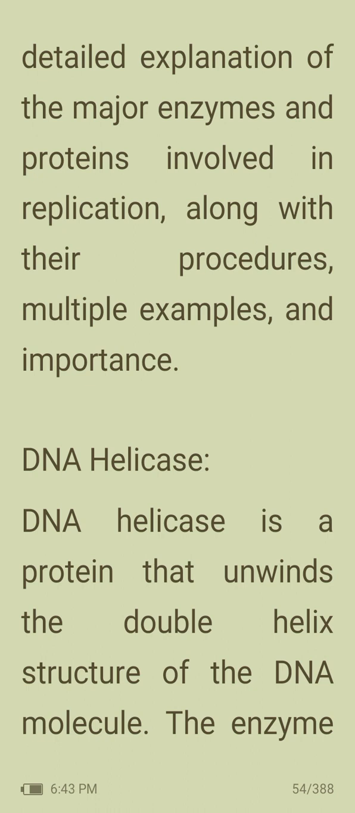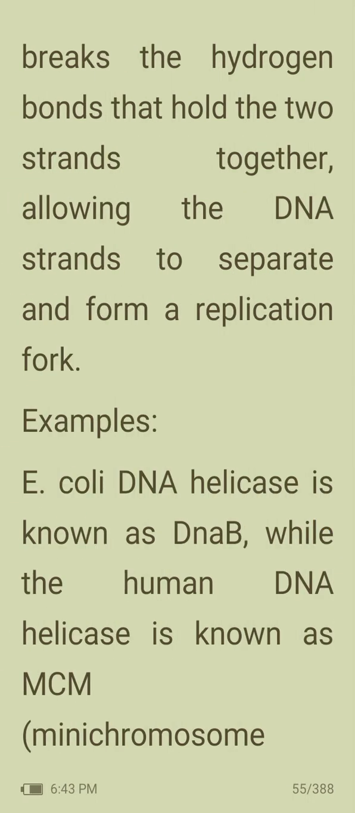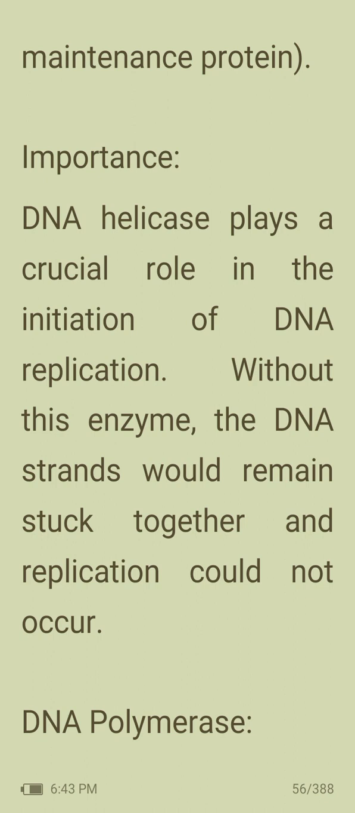DNA helicase is a protein that unwinds the double helix structure of the DNA molecule. The enzyme breaks the hydrogen bonds that hold the two strands together, allowing the DNA strands to separate and form a replication fork. For example, E. coli DNA helicase is known as DnaB, while the human DNA helicase is known as MCM, mini chromosome maintenance protein. DNA helicase plays a crucial role in the initiation of DNA replication. Without this enzyme, the DNA strands would remain stuck together and replication could not occur.